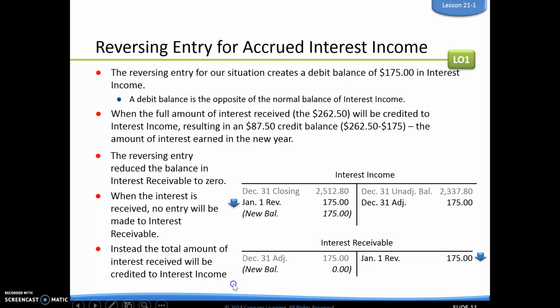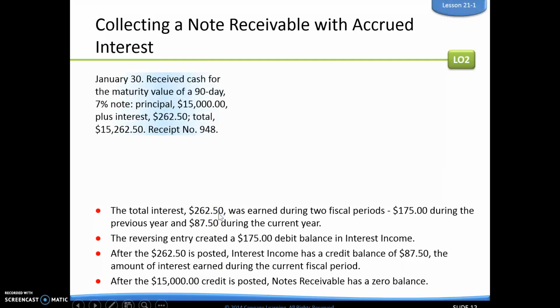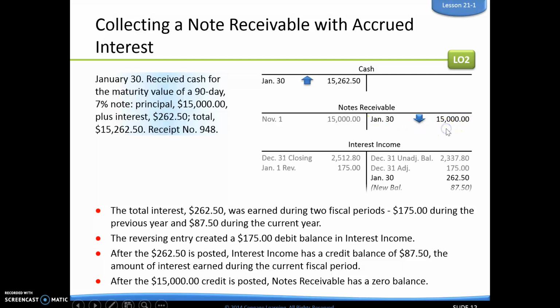So I know that it's a lot to digest, but let's take a look at what that looks like. On January 30th, we received cash for the maturity value of that 90-day 7% note for $15,000 plus our interest, for a total of $15,262.50. So cash is going up. That's the amount we're receiving total. Our notes receivable is going down. That's our original principal of $15,000. And then our interest income is being credited for $262.50, which will give us our new balance.